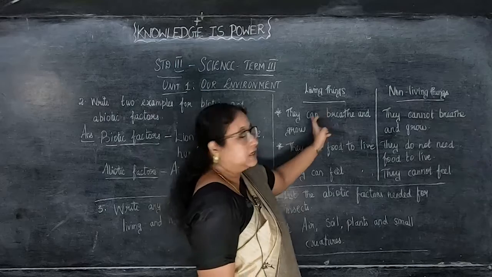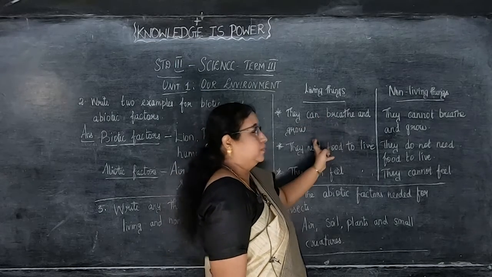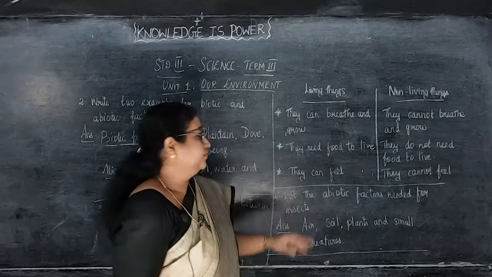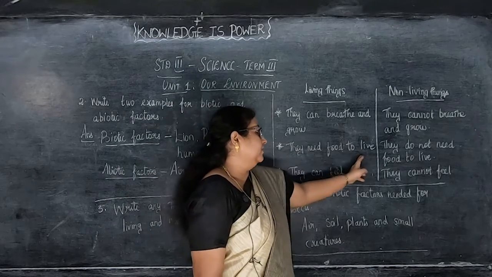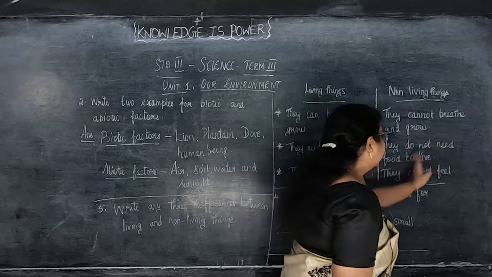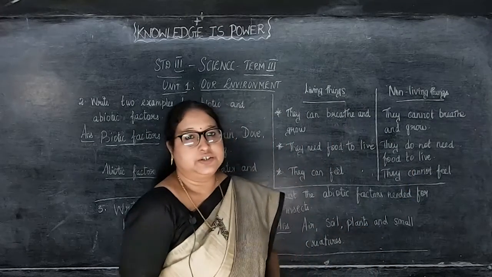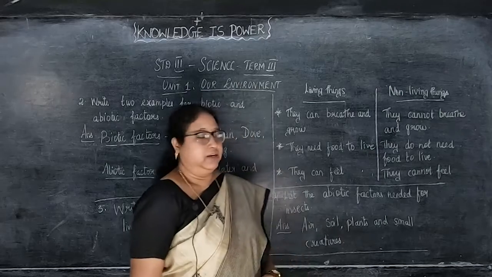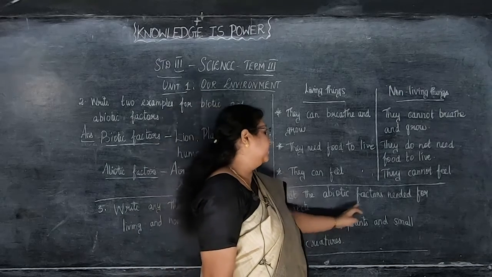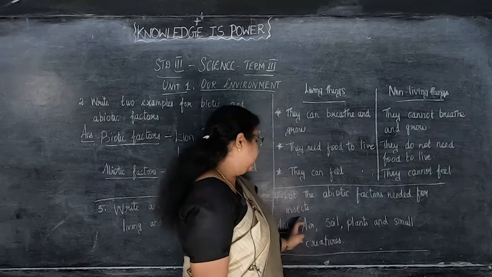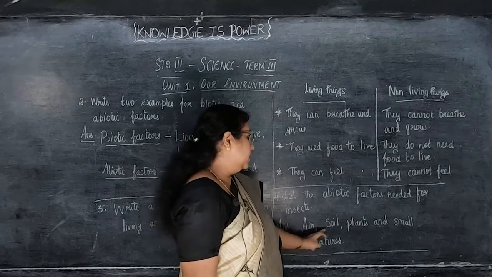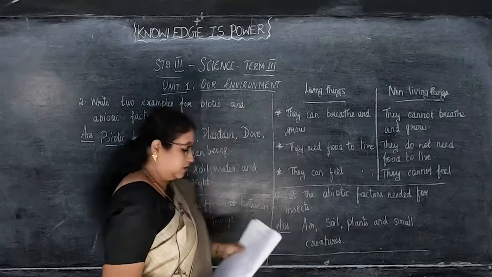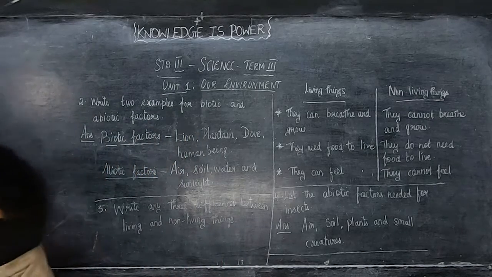First we'll see living things. They can breathe and grow. Non-living things, they cannot breathe and grow. Then they need food to live. They do not need food to live. Okay, children? They can feel. They cannot feel. List the abiotic factors needed for insects. Air, soil, plants and small creatures. Okay, children? Now we'll go to the 5th question.